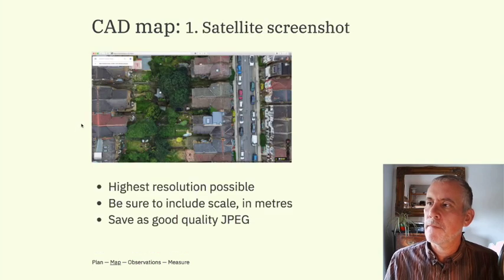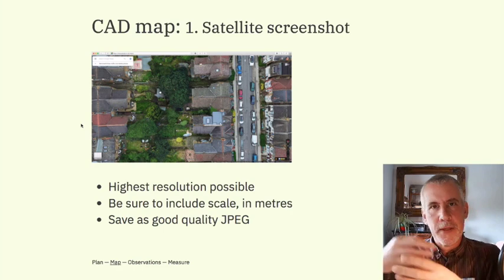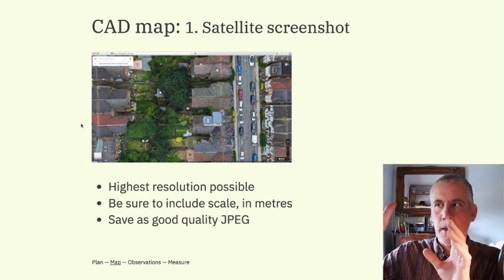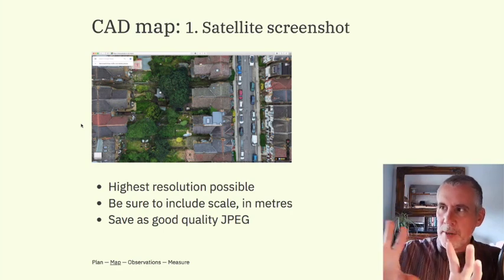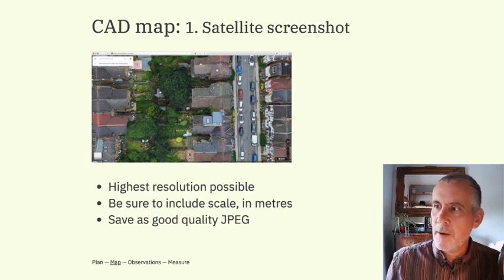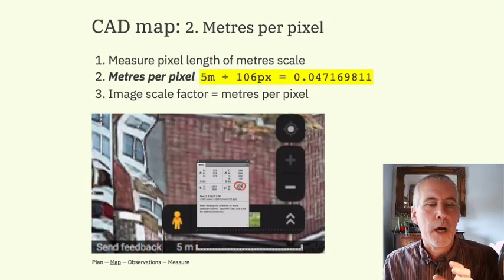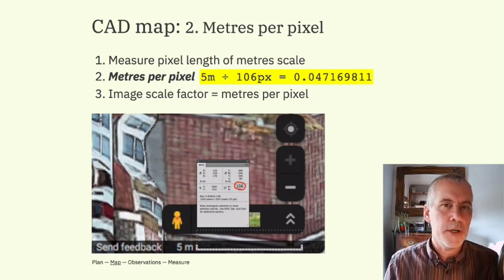Right then, so first of all, we take a screenshot. We get the map up, take a screenshot of it, and save it onto the computer. Once we've done that, we open it up in Photoshop. I've used Photoshop for years, but you can use any bitmap editor.